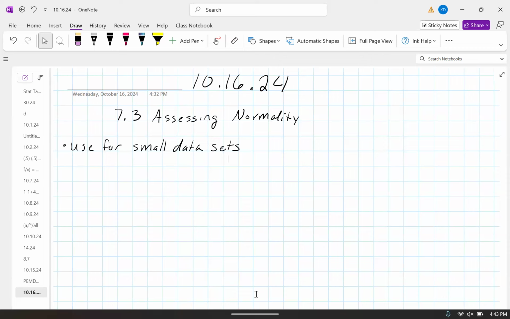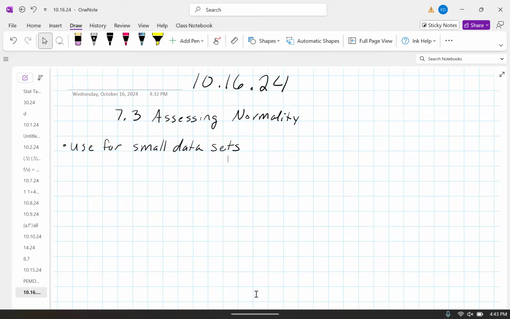7.3 we're looking at is your data normal? We do this when we have a small data set because there aren't enough data values to really get a good feel for it. So we kind of have to squint at it and say, okay, is this working like a normal distribution, or do we throw it away?